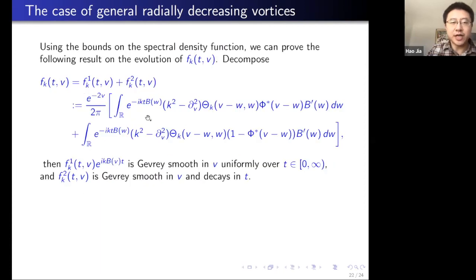Now, from that result, it's clear how we can define these two objects. Sorry, I think I'm missing this one oscillatory factor. Basically, you look at the representation formula in terms of the spectral density function, and then you cut off when V is near W, where you have a singularity, and when V is not near W, where you do not have a singularity. For the second part, everything is already smooth. There's no need to introduce an oscillatory factor.